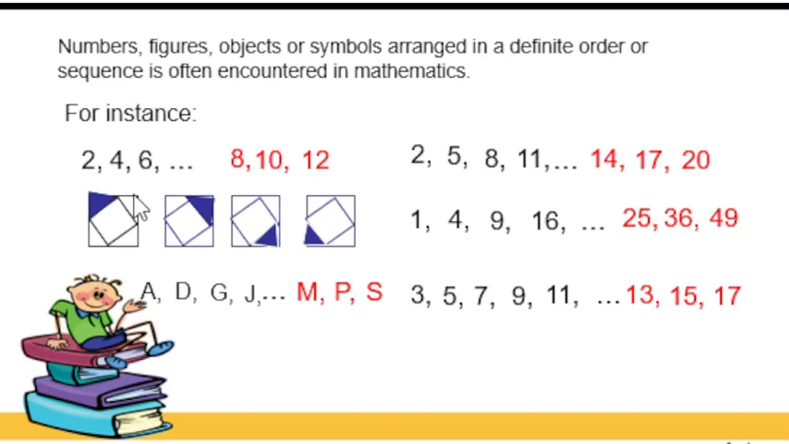So if you notice in these examples, for 2, 4, 6, we use skip counting by 2s. And then for the figure, we follow the movement of the colors. And even on the letters, the interval is 3. Whereas here, if you will notice, from 1 to 4 it becomes 9, then 16, and for 3, 5, 7, the interval is 2. And we will discuss as we go on how to get the nth term or the rule.